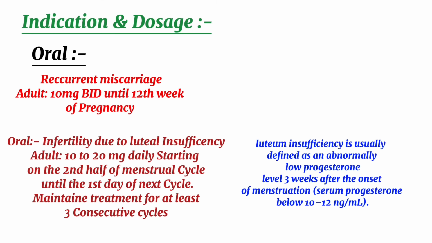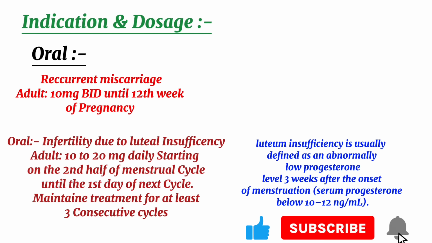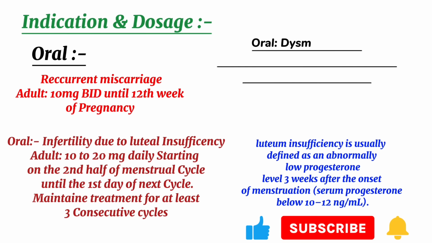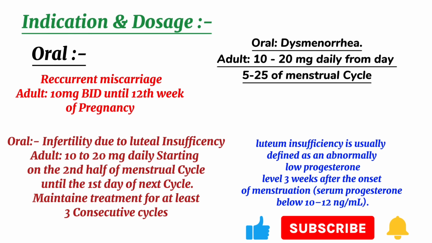Luteal insufficiency is usually defined as an abnormally low progesterone level 3 weeks after the onset of menstruation, serum progesterone below 10 to 12 ml. Oral, dysmenorrhea. Adult, 10 to 20 mg daily from day 5 to 25 of the menstrual cycle.